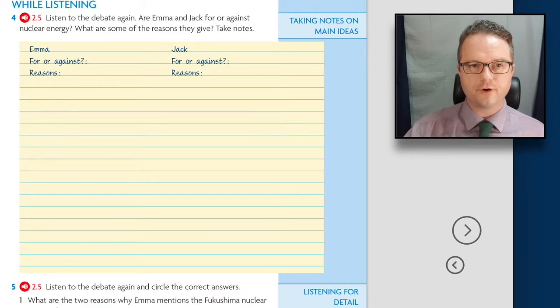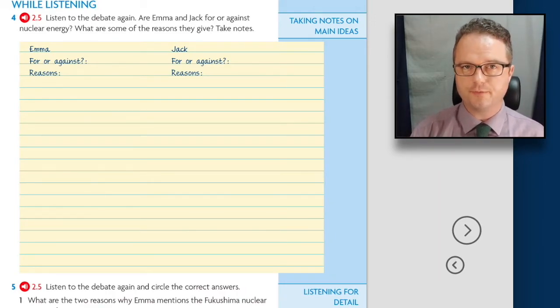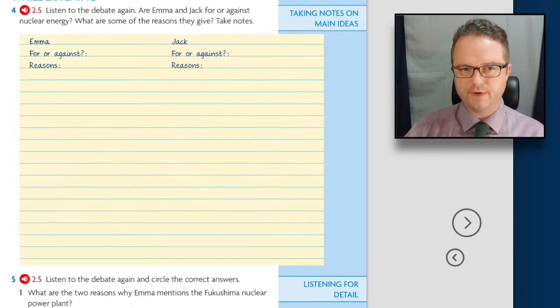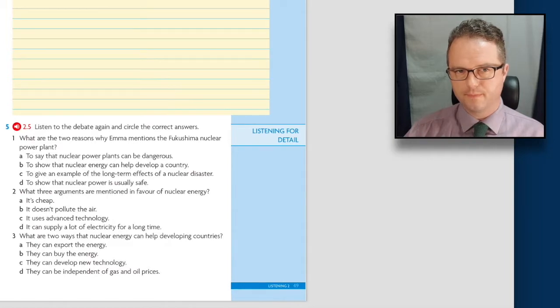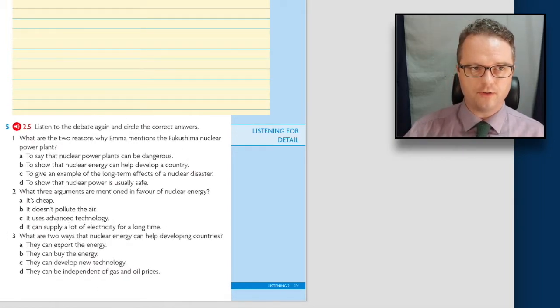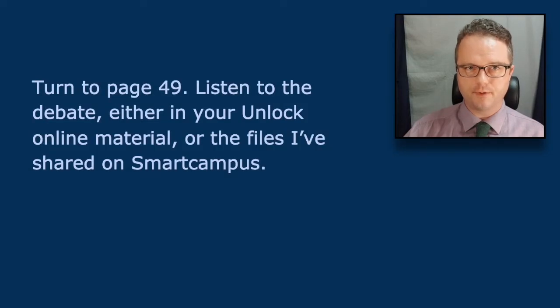Okay, on page 49, if you're using the digital book, there is a debate between Emma and Jack about nuclear energy. Listen to that debate and take notes on this page. After you've done that, please do the activities on the bottom of the page as well. Answer these questions. After you've done all of that, take a photo of the page and upload that page into Smart Campus.